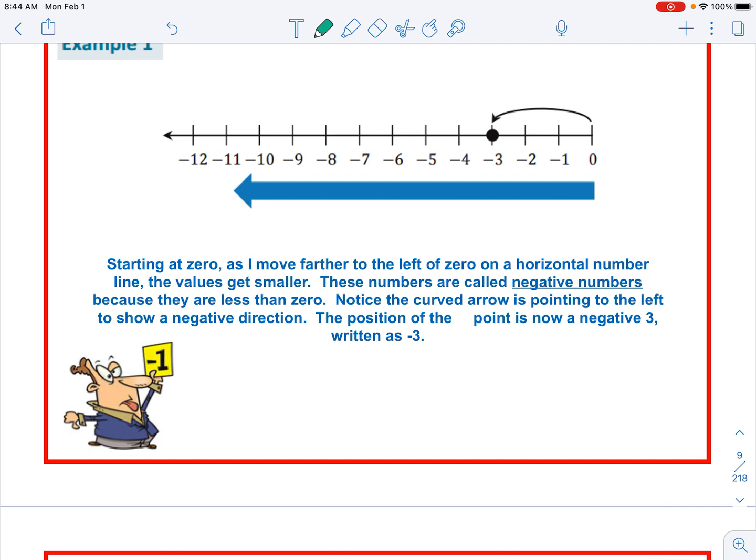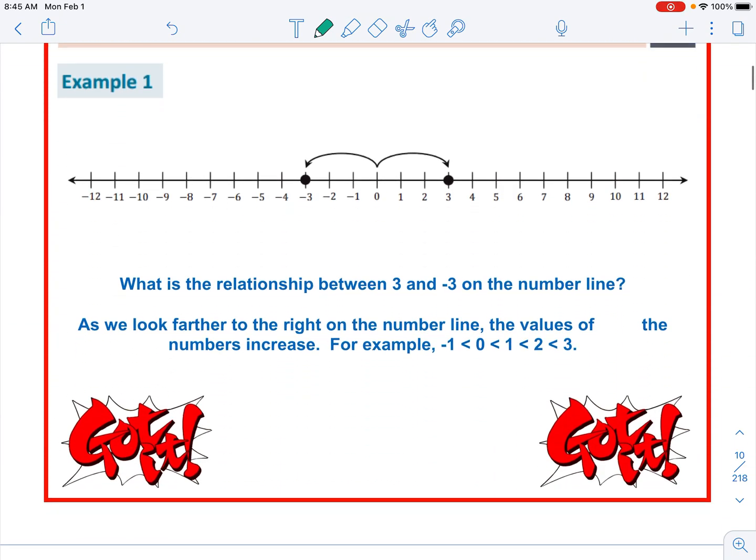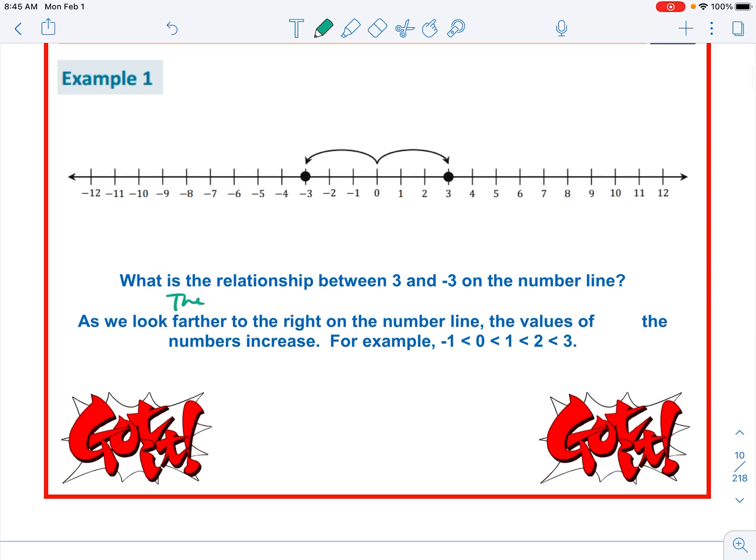Notice the curved arrows pointing to the left to show a negative direction. The position of the point is now negative 3, written as negative 3. Now, looking at this, what is the relationship between 3 and negative 3 on the number line? Well, they are the same distance away from 0.